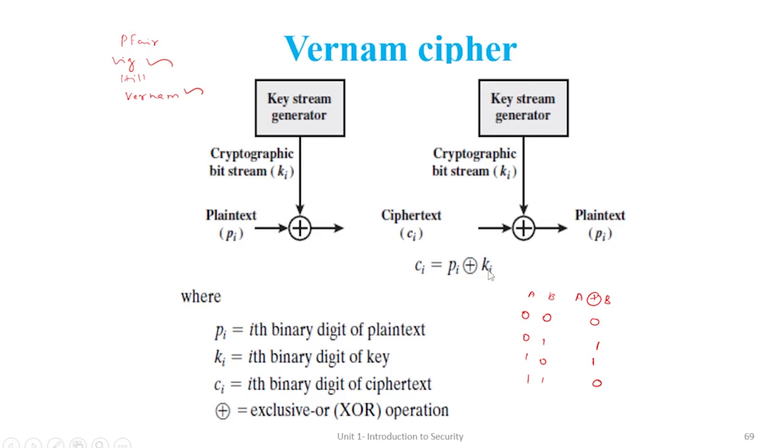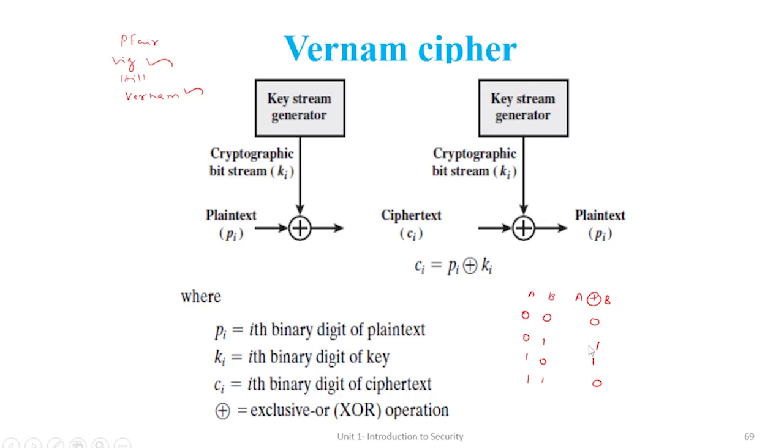The operation is specified as ciphertext Ci equals Pi exclusive OR Ki. Here i represents the ith bit value. Pi means the ith binary digit of the plaintext, Ki means the ith binary digit of the keyword, and Ci means the ith binary digit of the ciphertext.